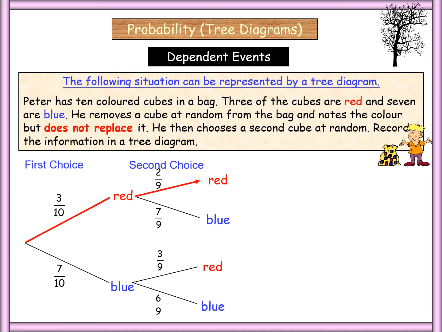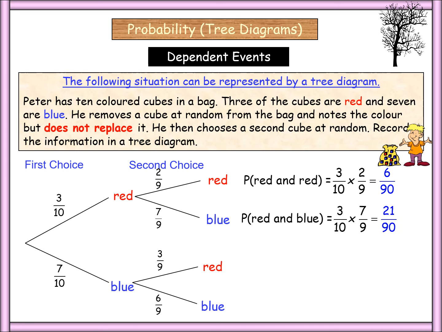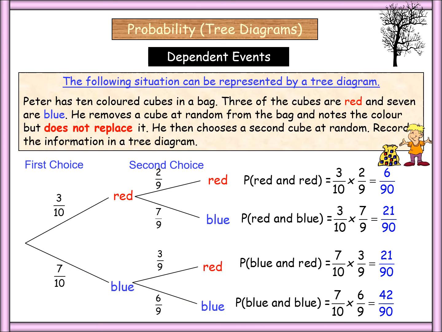So from here, we are going to multiply. The probability of red and red is equal to 6 over 90. And the probability of red and blue is equal to 21 over 90. And the probability of getting blue and red is equal to 21 over 90. And the probability of getting blue and blue is 42 over 90. So that is how we represent the situation.